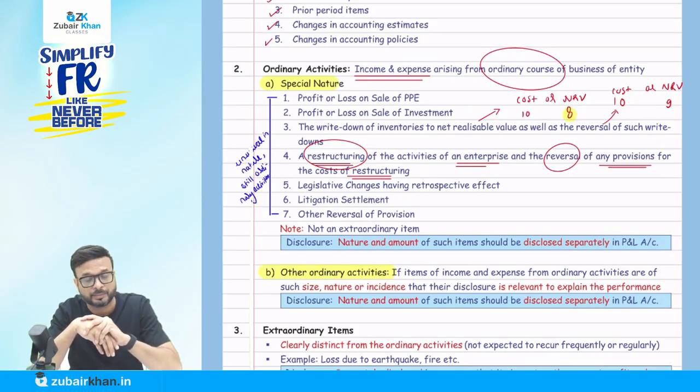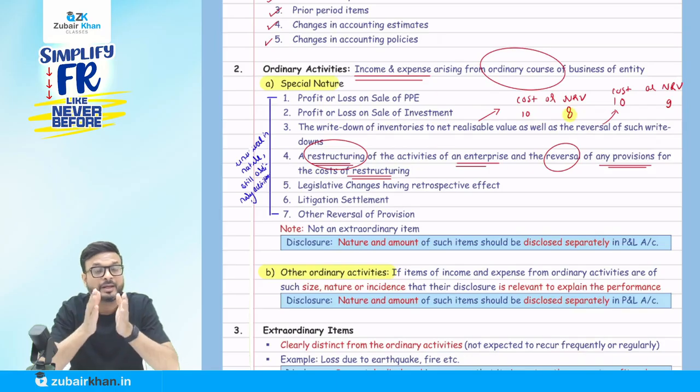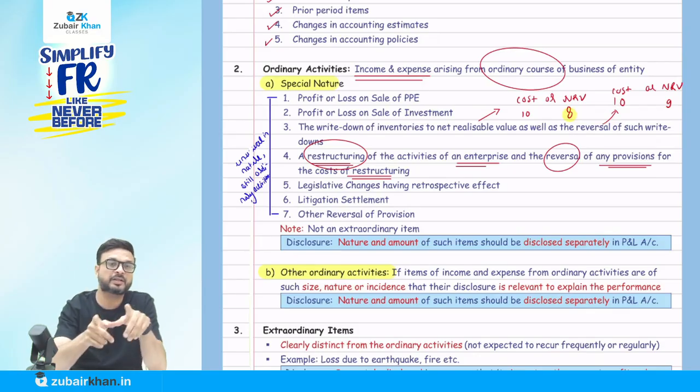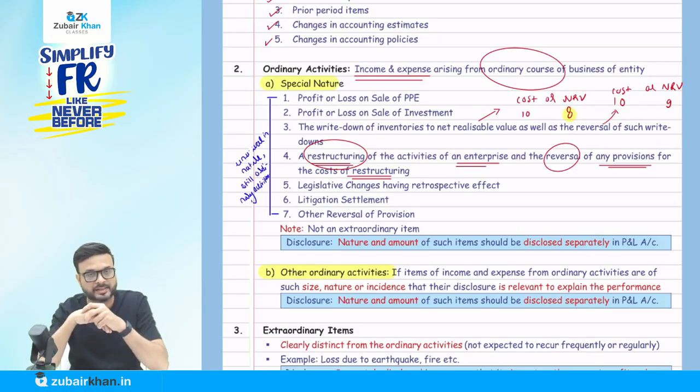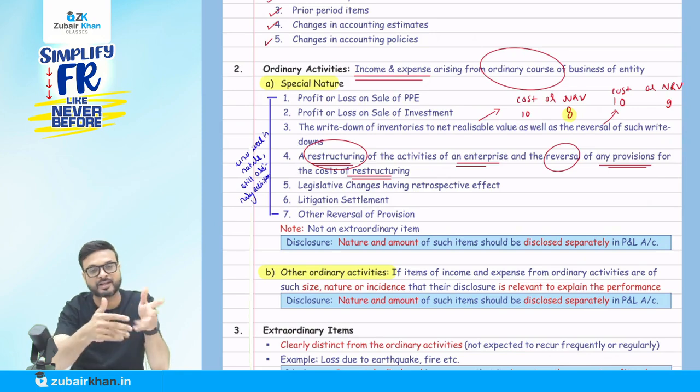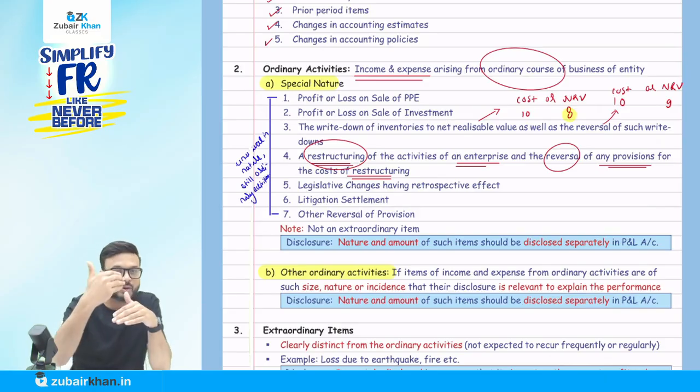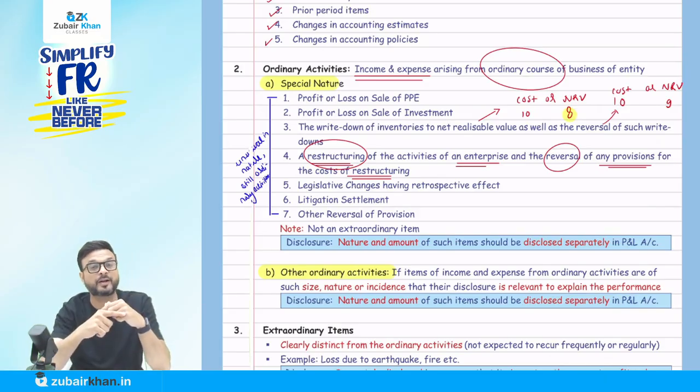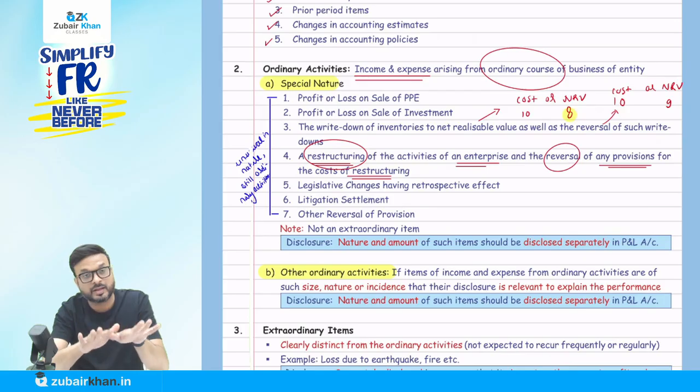When you claim the input, what is going to happen? Suppose I'm just giving an example, hypothetically. Suppose the government says whatever input GST you have claimed in the last 6 months has to be cancelled now. So when the law has retrospective effect, you're giving the effect of those. That is also what? An ordinary activity but of what?